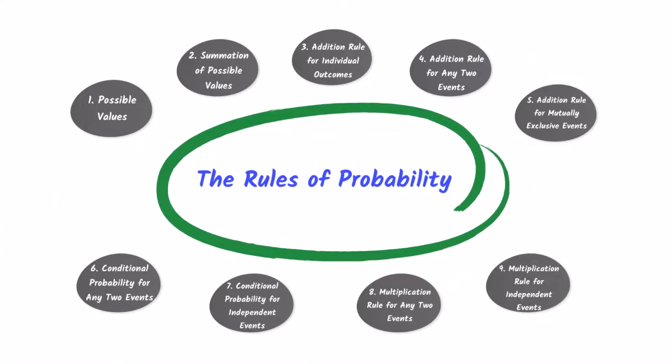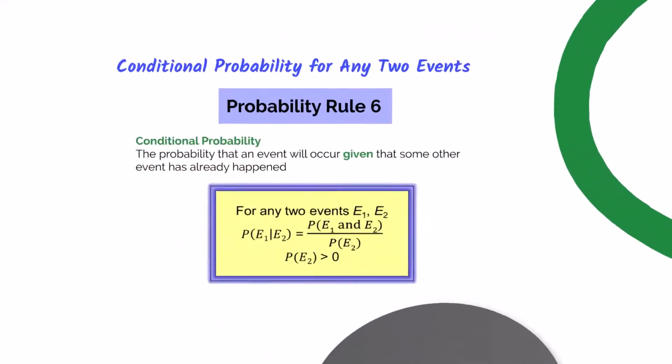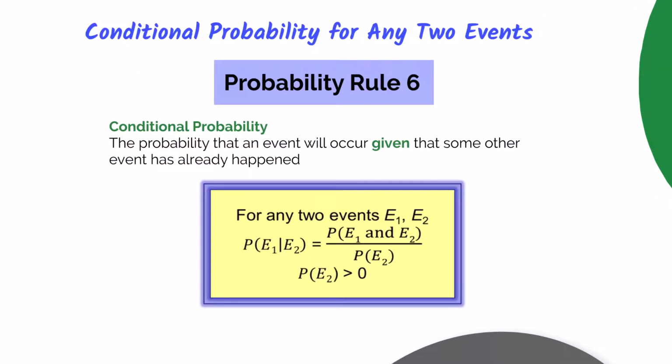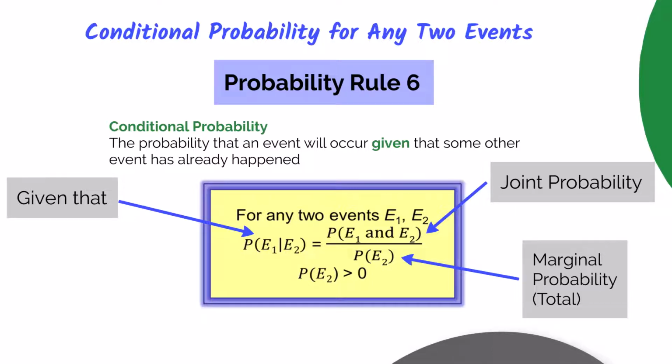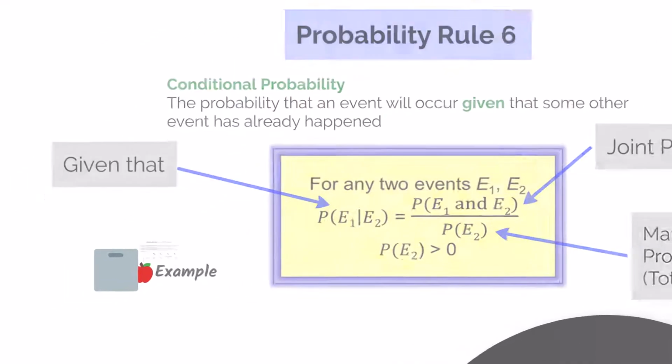Let's review rule number 6 next. The conditional probability for any 2 events states the probability that one event will occur given that some other event has already happened. So this means there's a connection between the 2 events occurring. In the numerator of the formula, we have the probability of both events occurring together. That is the joint probability. Then we divide it by the probability of our second event. That's known as the marginal probability. Let's check out an example on this one.